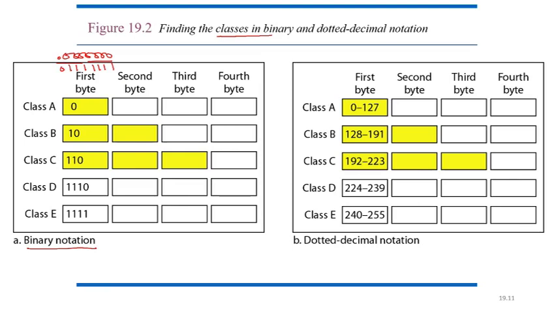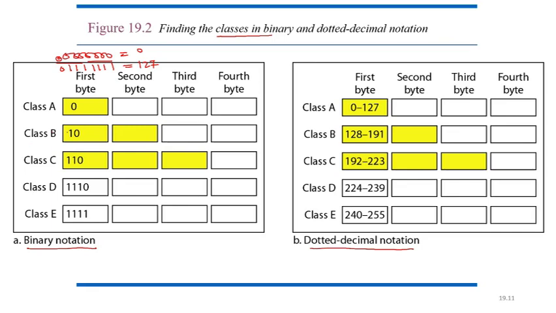Because the first MSB bit is fixed at 0, only the first byte, the yellow box, will be changing. So it will be equivalent to 0, and this will be equivalent to 127, because if this is 1 and all the others are 0, one higher than that will be equivalent to 128. So it is 0 to 127. The same in decimal equivalent: it is 0 to 127. Different classes have been represented in either binary or dotted decimal. Both representations are shown here.